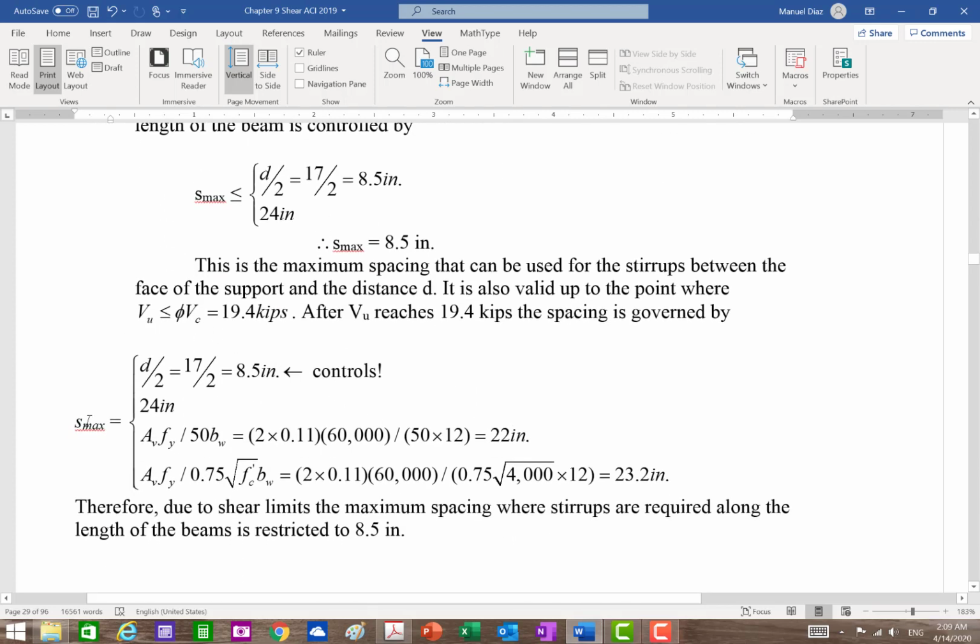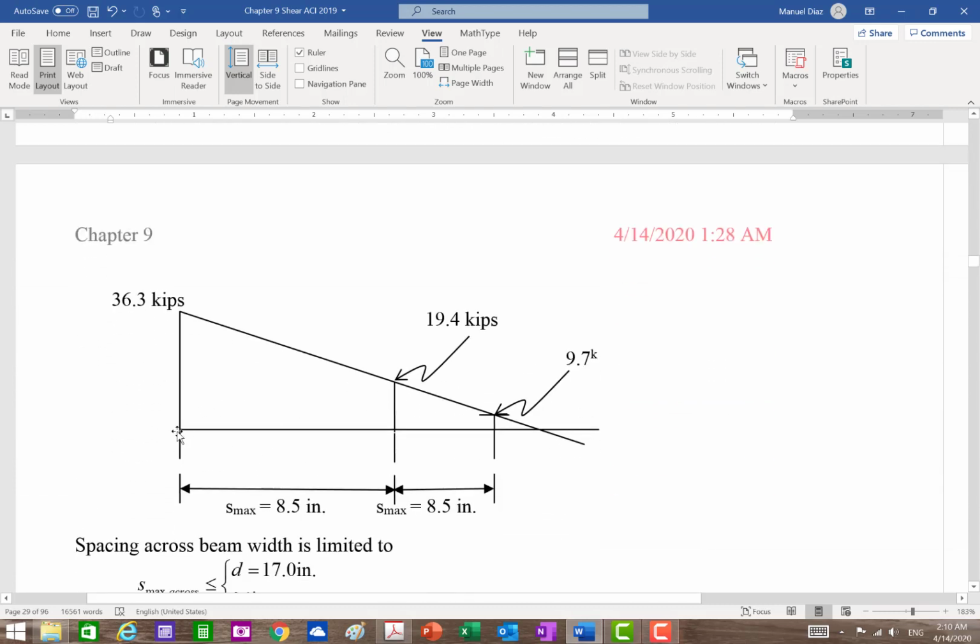eventually I will get to check minimums, right? And actually, you should always check minimums. You should always make sure that you satisfy these minimums. But notice that here it's also controlling 8.5. So then, so far, what we have found is that from here to the V sub c, we have a maximum spacing of 8.5. From here to the 9.7, we also have a maximum spacing of 8.5. Okay? So all these are in column 2 of that table, and these are in column 1 of the table.